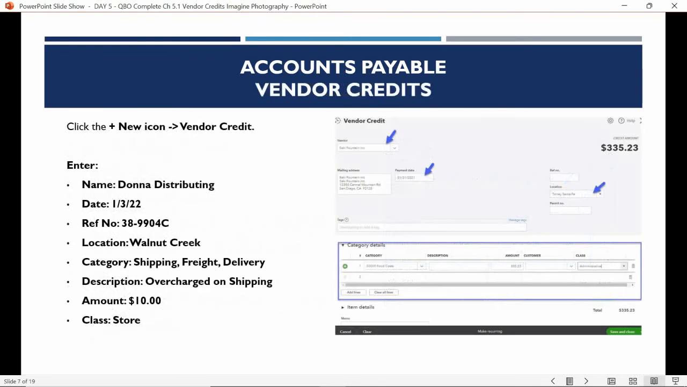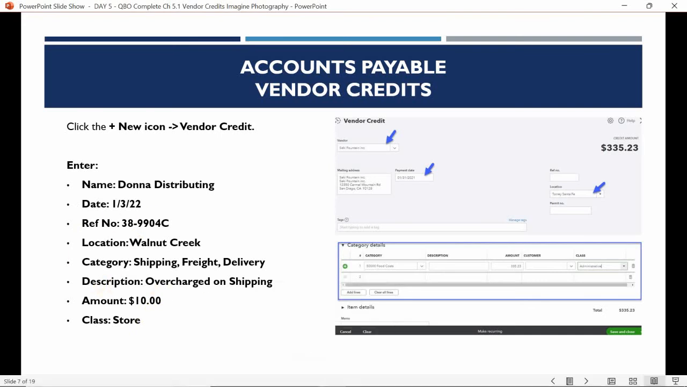Here's that bill that we referred to. We're going to be receiving a vendor credit from Donna Distributing for the shipping and delivery fees because they overcharged us. They overcharged us $10. Therefore, we're going to create a vendor credit so that we can get that money back.